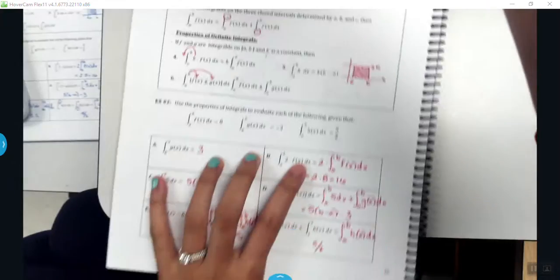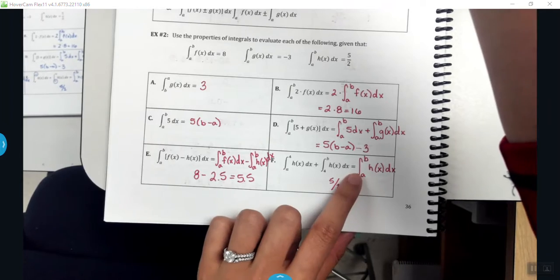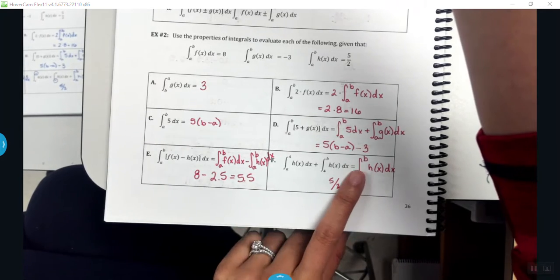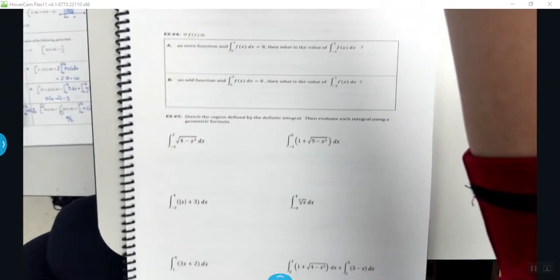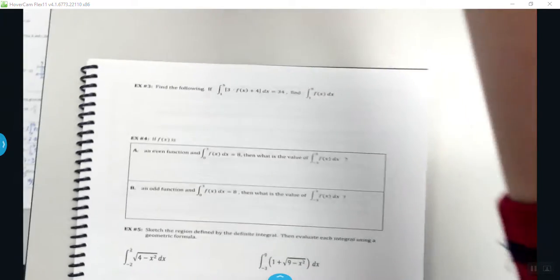Does that integral sign have a name? This integral sign? Is there a name for that, or is it just? I don't know. I don't know. Okay.